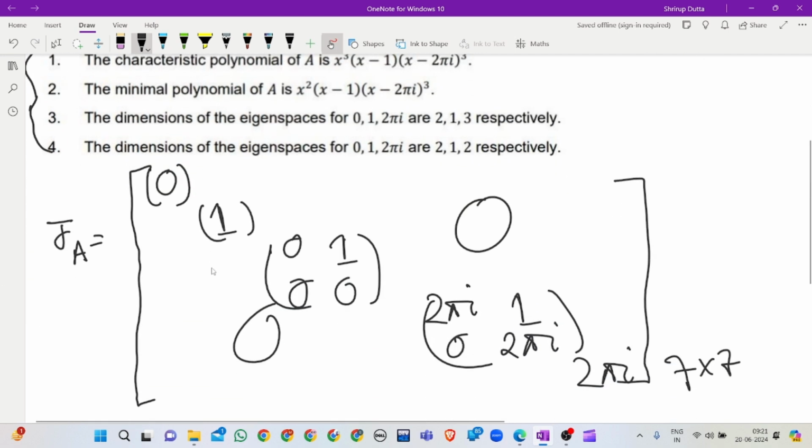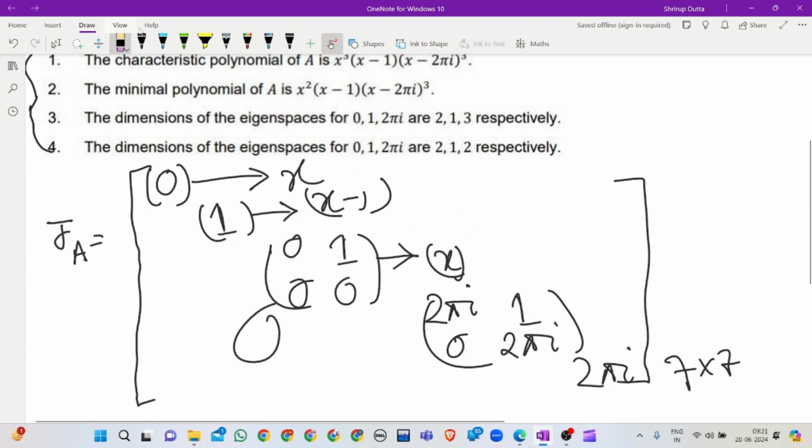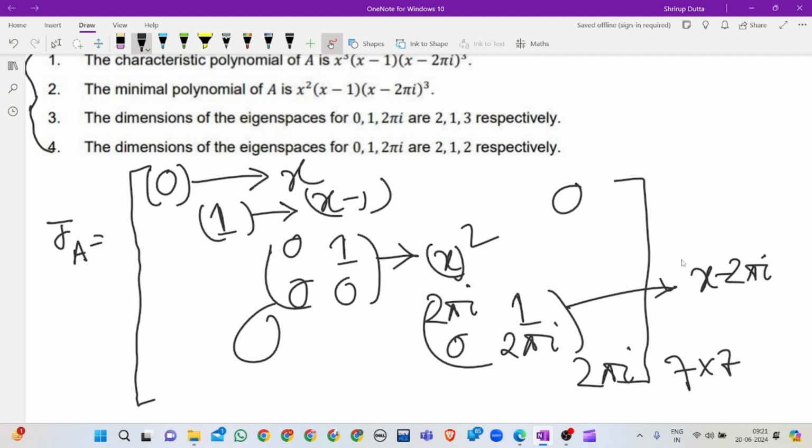Now for the first block, its characteristic polynomial is x, and for the second block its characteristic polynomial is x minus 1. And for the third block, its characteristic polynomial is x square. And for the next block, its characteristic polynomial is x minus 2 pi I square.